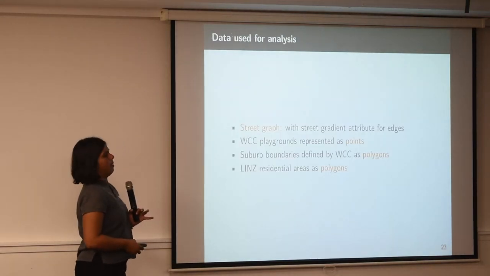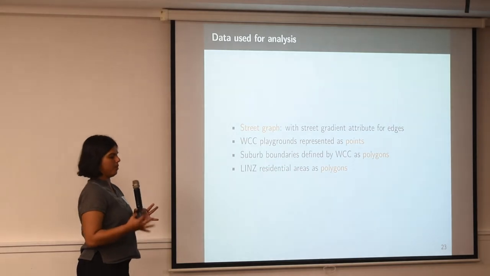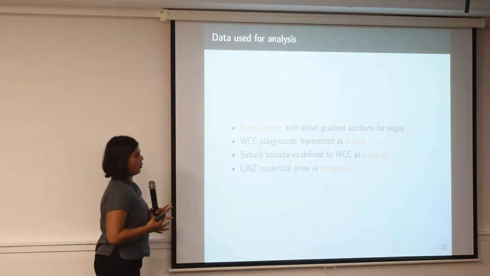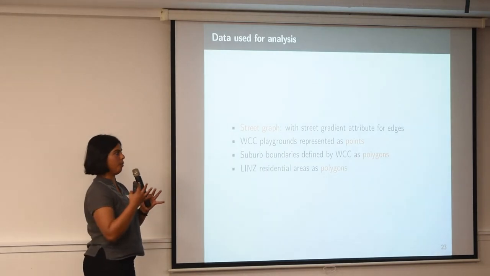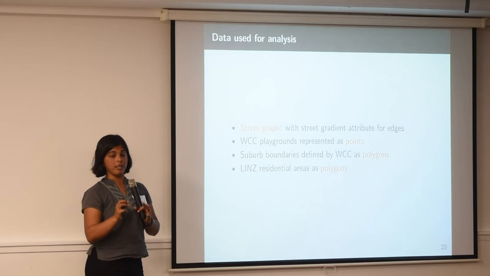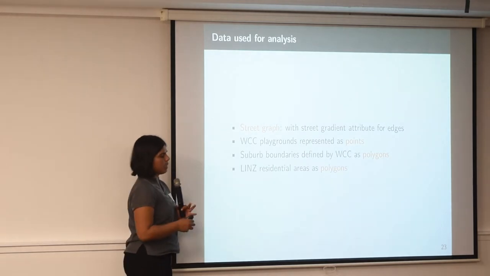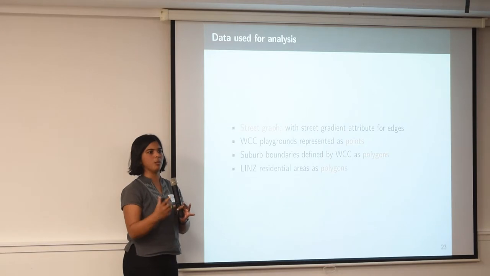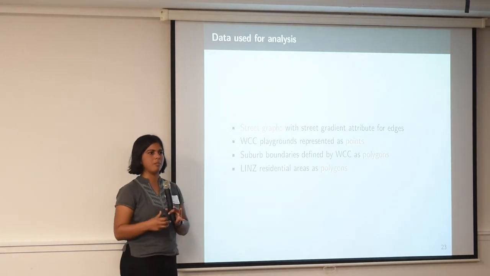So that now allows us to put together all the data that we need to look at walkability in Wellington. So we have a street graph. We got the street graph for Wellington. We got council playgrounds. They're represented as points. We've got suburb boundaries, because one of the things I was really interested in is local walkability at the suburban level. It's a sort of spatial unit most people are comfortable with.